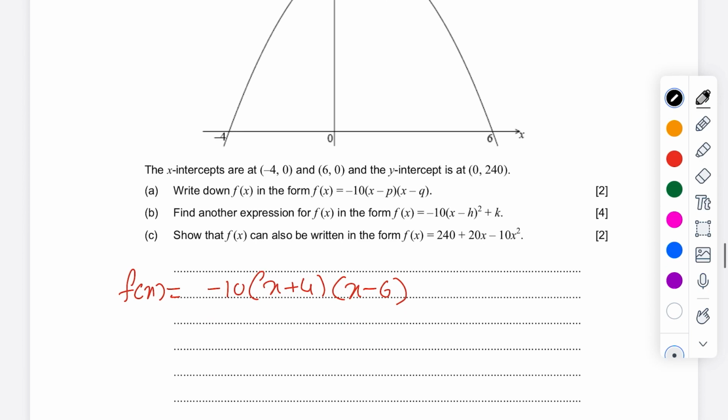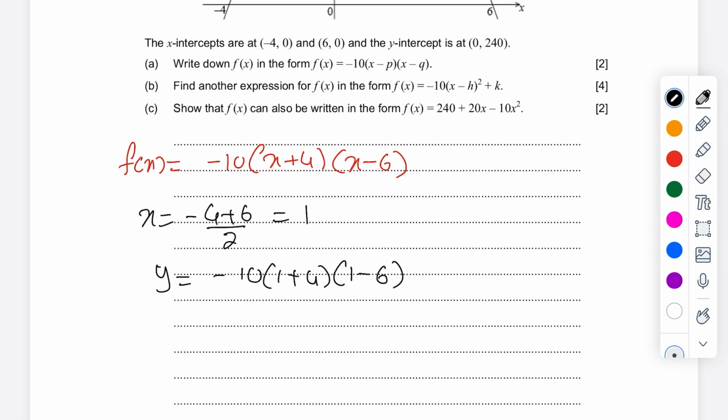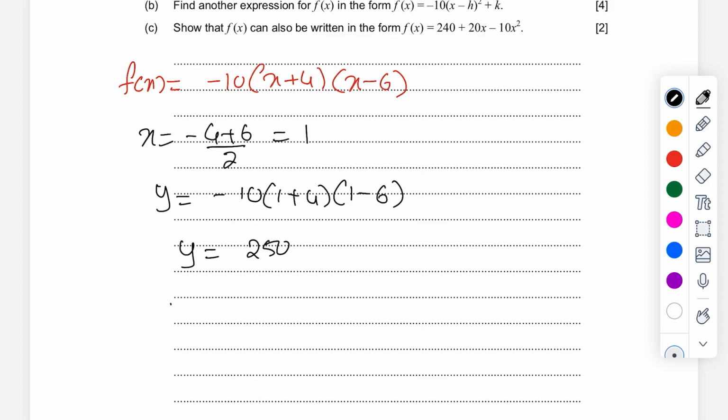So what is that vertex form? The vertex is at the midpoint of those both. So x equals (-4 plus 6) divided by 2, which is 1. The x coordinate of the vertex is at x equals 1. Now I need to get the y value of the vertex. At x equals 1, what's going to be the y value? So y equals -10 times (1 plus 4) times (1 minus 6). So it becomes 250. So y equals 250. So what will be the vertex form? y equals -10 of (x minus 1) whole squared plus 250. This is going to be the vertex form.